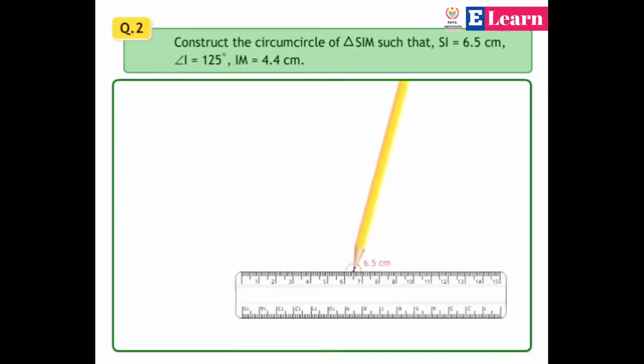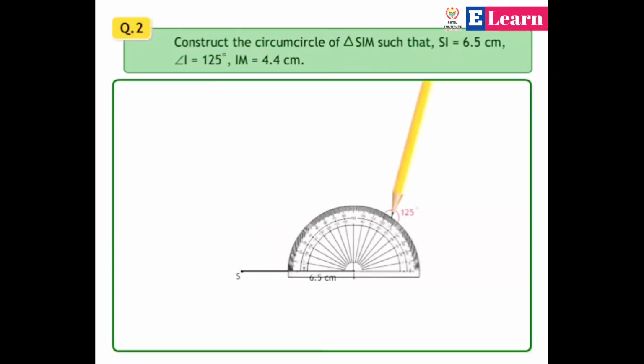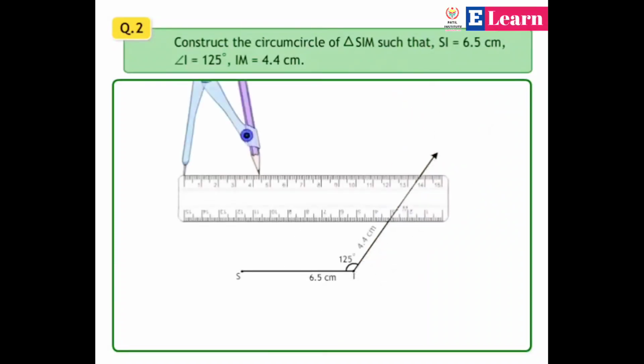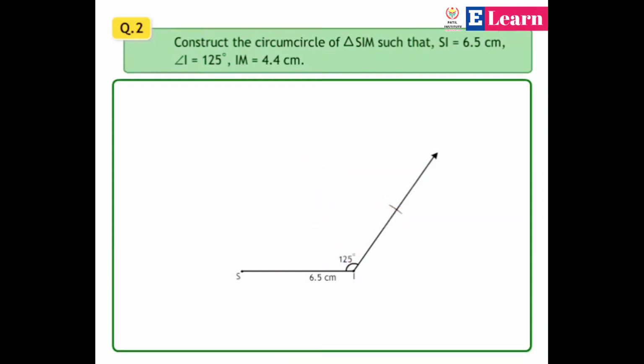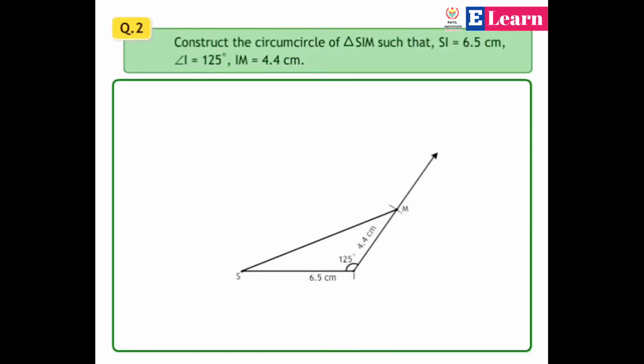First, draw segment SI of length 6.5 centimeters. Measure 125 degrees from point I and mark a point. Draw an arc from point I of length 4.4 centimeters and mark that point as M. Join IM. Also draw segment MS. Thus, we get the required triangle SIM.